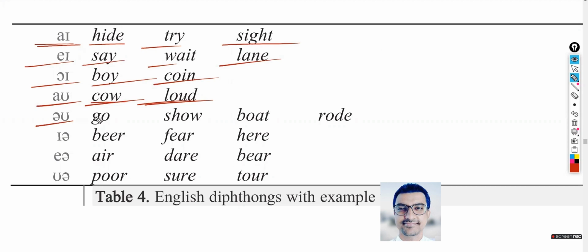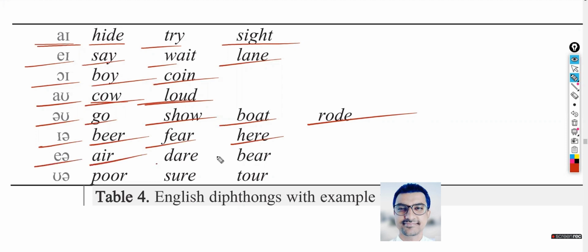Okay, this is /əʊ/: go, show, boat, road. This is /ɪə/: fee, he. This is /eə/: day, air, bear. Got it? Now here, /ʊə/: pool, shore, tour.